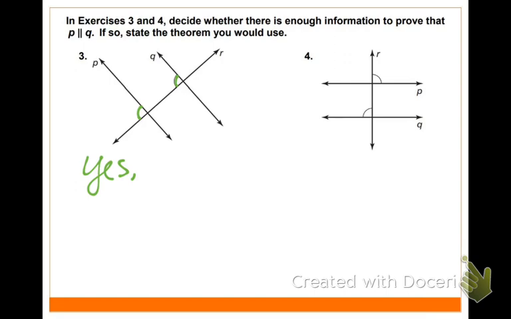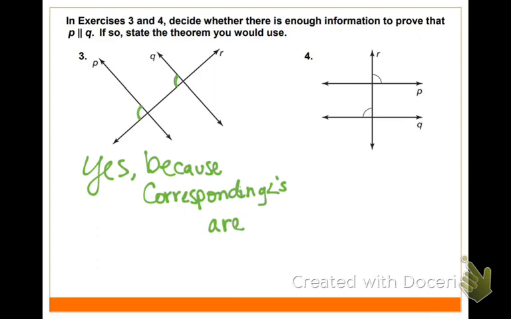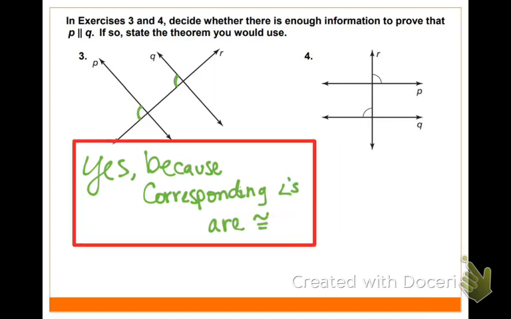And then you need to explain what theorem. So because corresponding angles, what do we know about them? They are congruent. You can use abbreviations like angles and congruent. Then that's literally the answer. So yes, because corresponding angles are congruent.